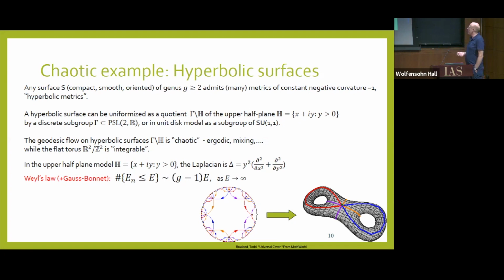So either the upper half plane model or the unit disk model; it's easier to draw pictures here. And that for us is a hyperbolic surface, so just the quotient of the upper half plane by a lattice. And it is a fact that the geodesic flow for such a negatively curved surface is chaotic, in particular ergodic and so on. And the Laplacian, in the upper half plane model, is just the standard Laplacian with a factor. And we want to find eigenvalues. We look for eigenfunctions of this on a fundamental domain with suitable periodic boundary conditions. So the Laplacian is simple, but boundary conditions are what makes this complicated.